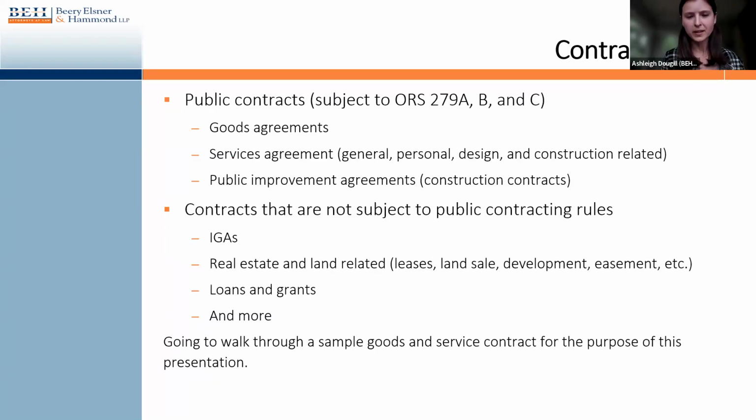So just another really quick background. There are many other types of contracts beyond goods and services. There are plenty of other types of services beyond just simple general services. There are also public improvement agreements, which are generally construction, reconstruction, or major renovation. This presentation, again, just focuses on general services and goods agreements.